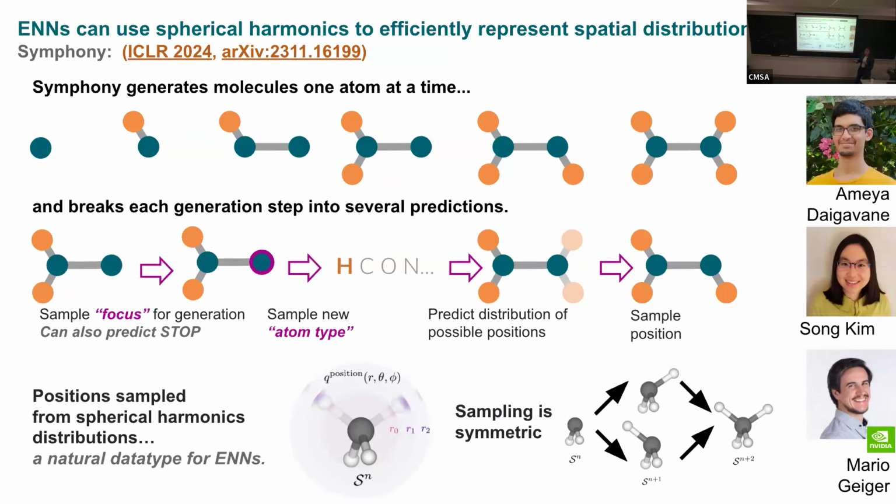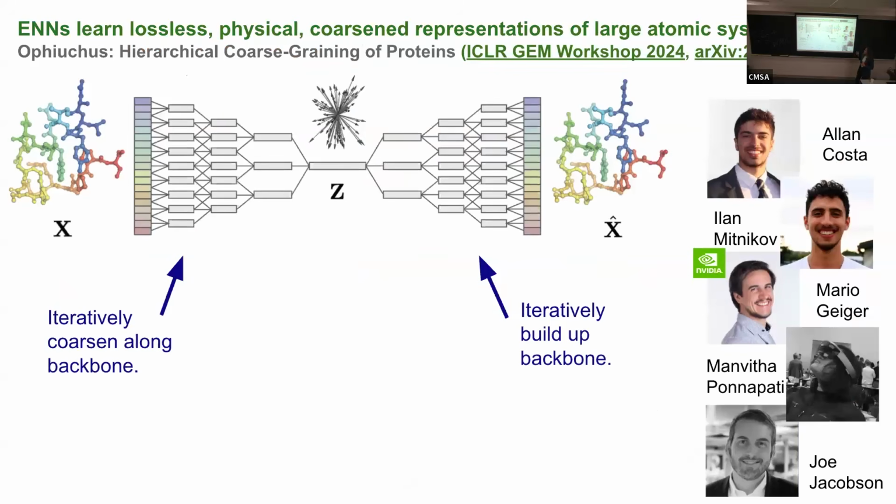Okay. One more generative model, that's Symphony, and we're improving upon it, making it faster, stronger, all those sorts of things. Let's talk about proteins. I really love this autoencoder. This is work with Joe Jacobson's group in the Media Lab.